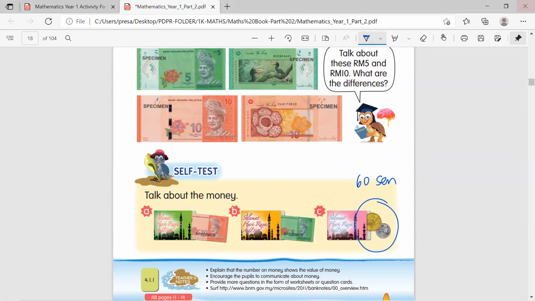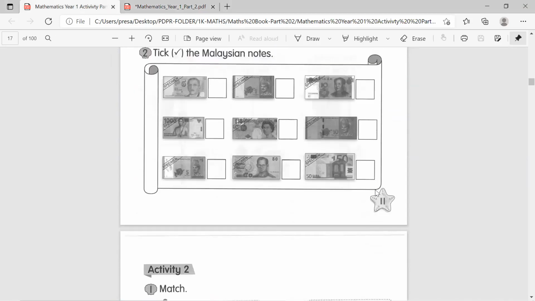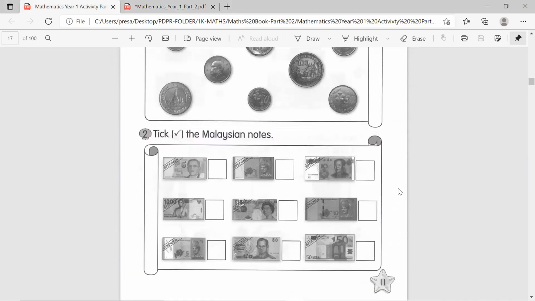Now let's look at today's homework. Today's homework is from your activity book on page 11.